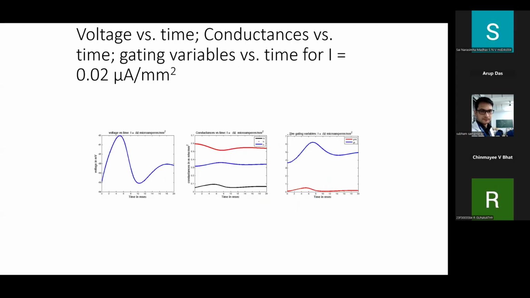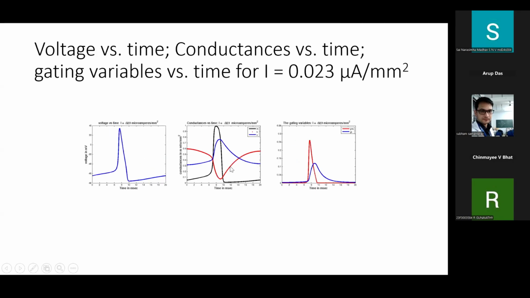Okay, now let's see what happens when you inject a small current, I. If you inject a small current, there's only a small blip. The initial voltage, the resting voltage, is let's say minus 70 or something. If you inject a small current, there will be only a small blip and it will come back to the baseline voltage, the resting voltage.